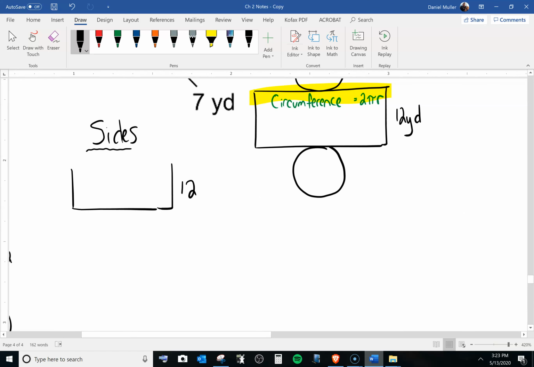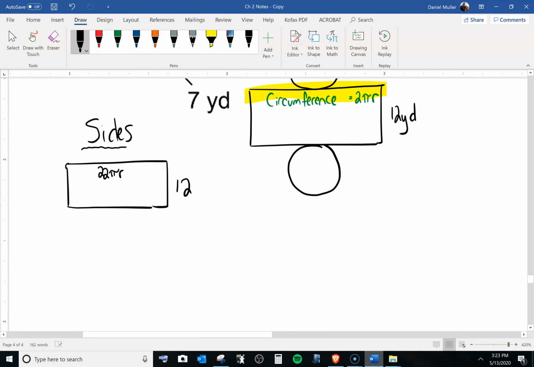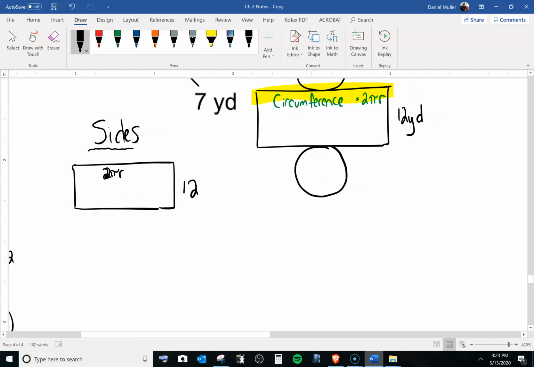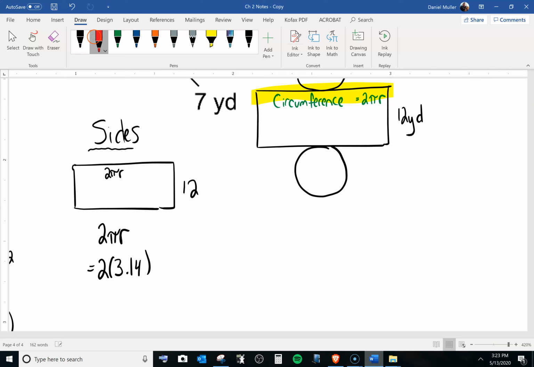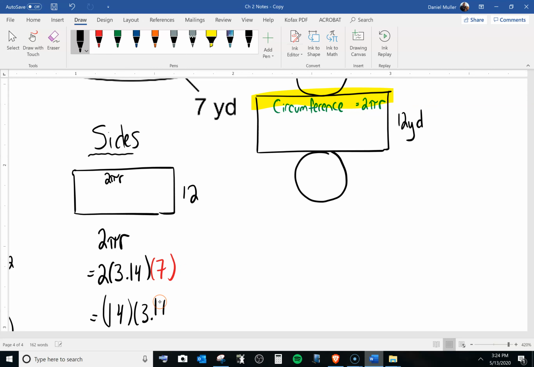So I now have the circumference over here. I wrote the formula is 2 pi r. So let's start with the 2 pi r, which is 2 times 3.14 times the radius, which is 7. Now I'm actually going to multiply the 2 and the 7 first and get 14. I'll multiply that by 3.14.